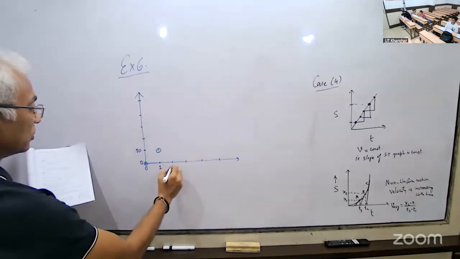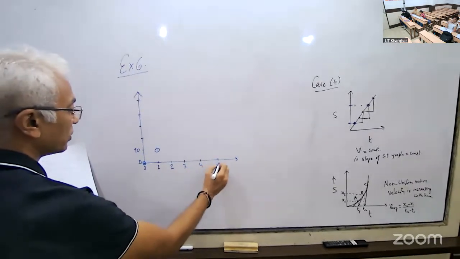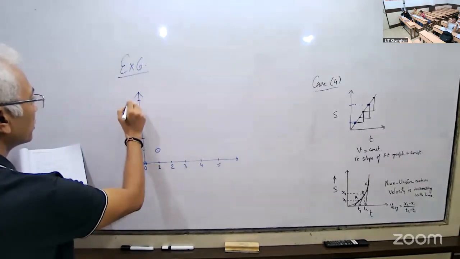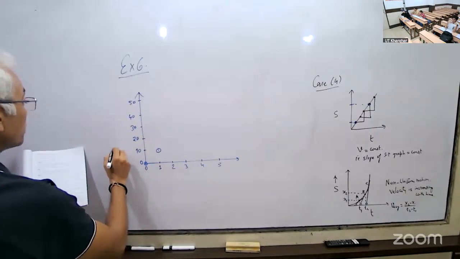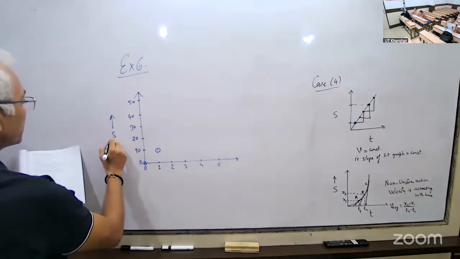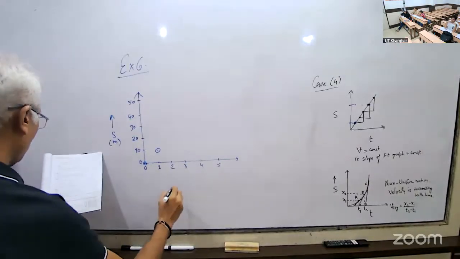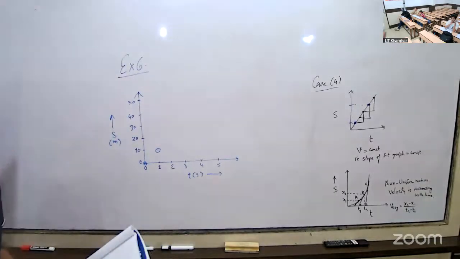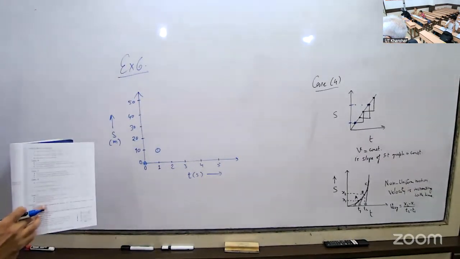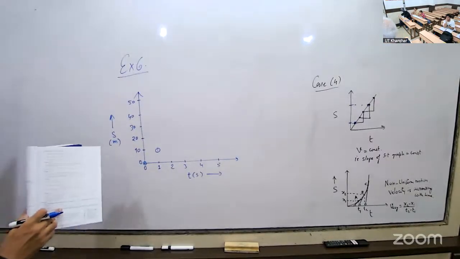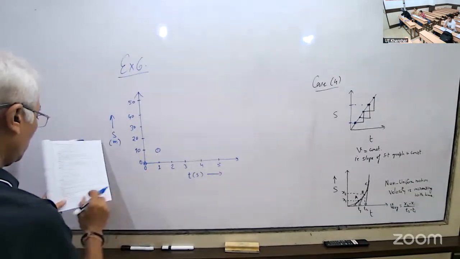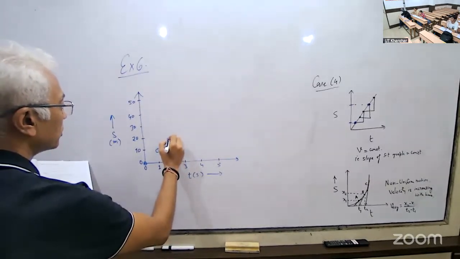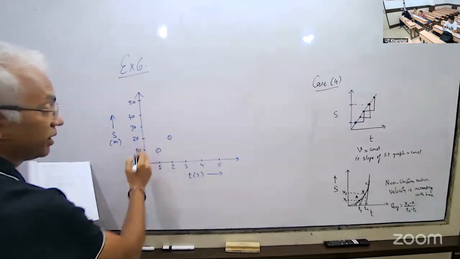Likewise, time 3, 4, 5 and displacement 20, 30, 40, 50. This is your displacement, and it is in meters, and time is in seconds. The x-axis represents time. Now you have to plot different points. The points given are 0, 0, then 1, 10. So this is 1, 10. Then 2 and 20. How do you plot? Here, this is 2 and this is 20.